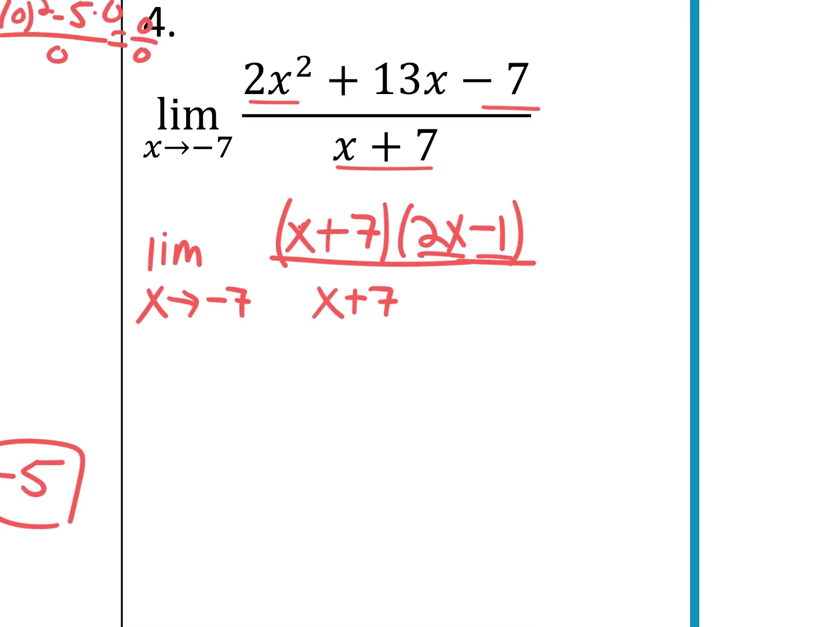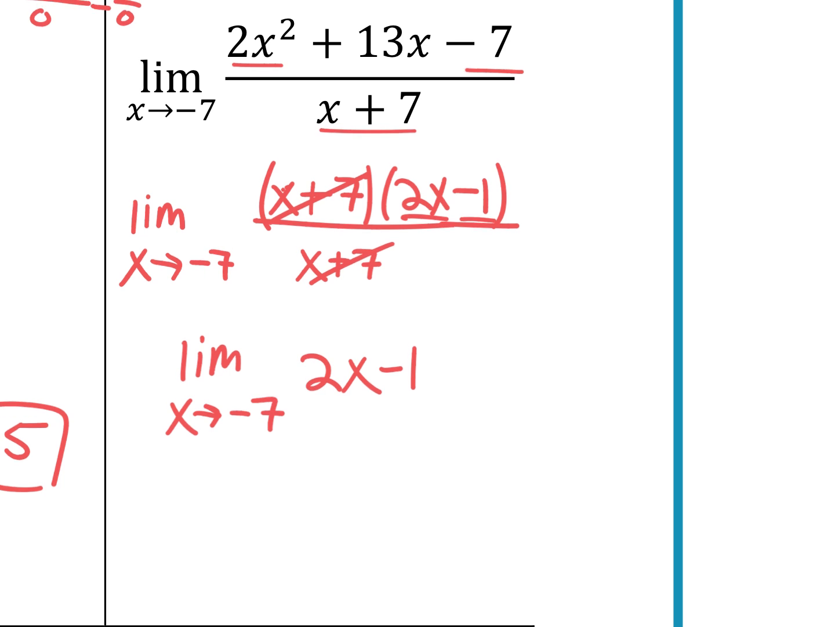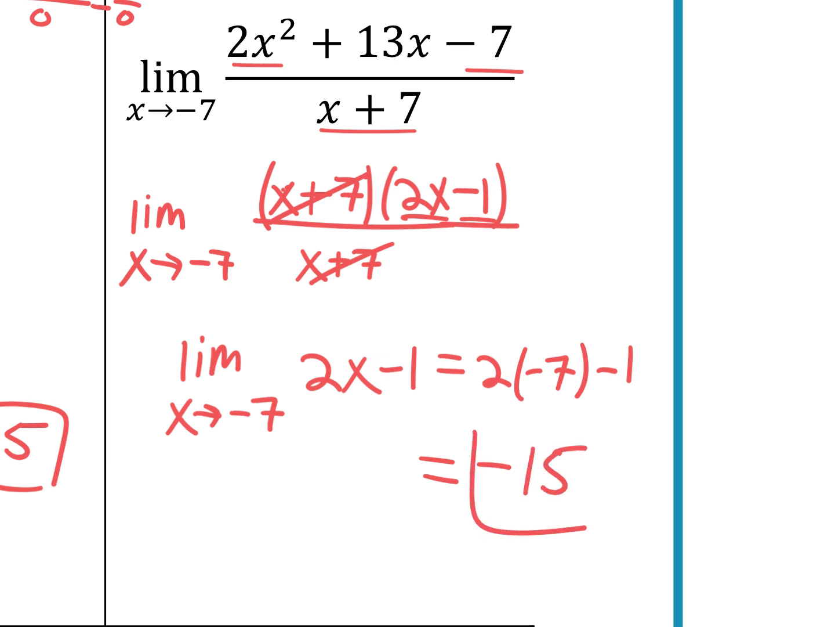All right, but then you get something like this, and then you can just go ahead and cancel these out. And then you end up with the limit as x approaches -7 of 2x minus 1. What can we do here? Just plug it in, right? Now this looks pretty normal. We can just plug it in right away. So this is going to be 2 times -7 minus 1, which gets you what? Nice, -15.